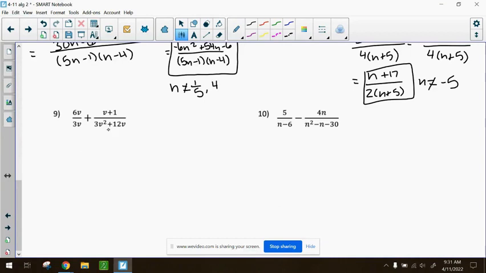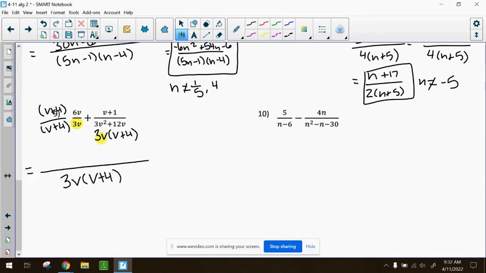Now number 9, I have some factoring to do in the denominator first, so then I can see what each side is missing. So I can take out a 3v here. Left over would be v plus 4. So when I look at what they have in common, they share the 3v, but they're missing on the left side the v plus 4. So the left side, we're going to multiply by v plus 4 over v plus 4. So then when we write it as one big fraction, my common denominator is 3v and v plus 4.